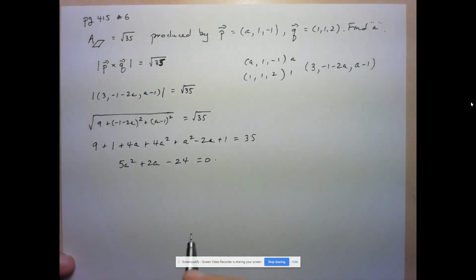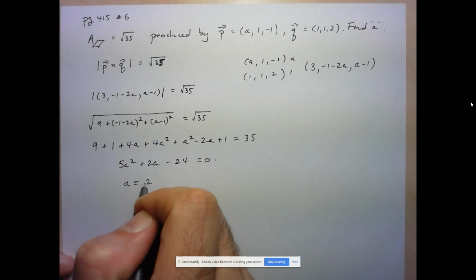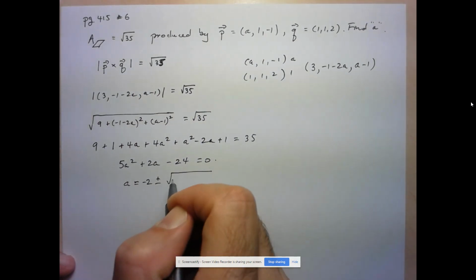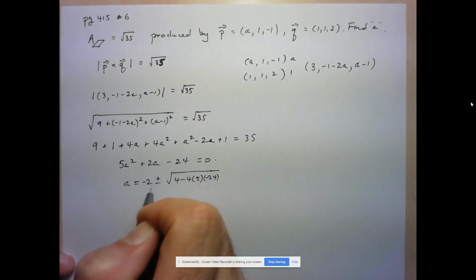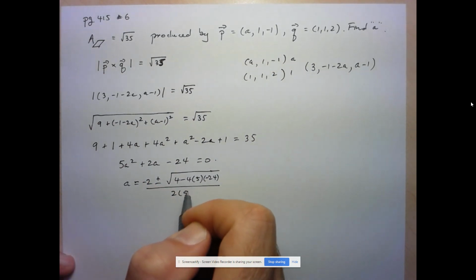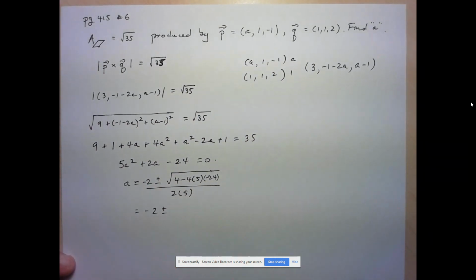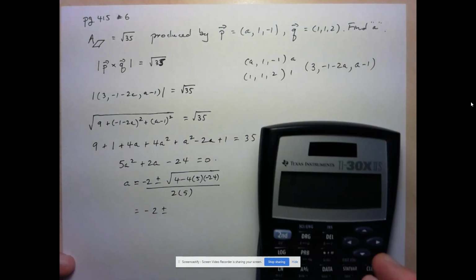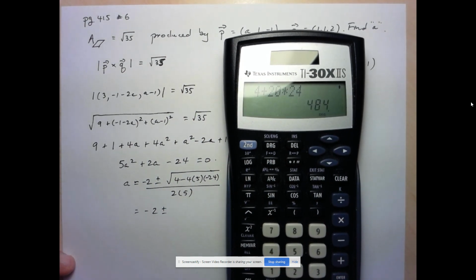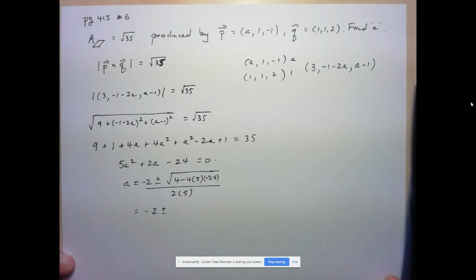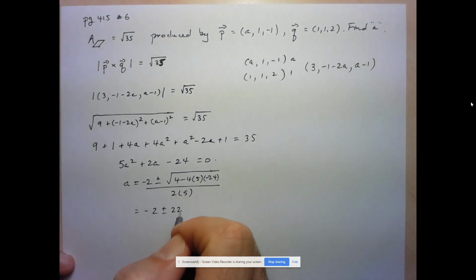Let's solve this. A is equal to -2 plus or minus the square root of 2 squared, which is 4, minus 4 times 5 times -24, all over 2 times 5. So -2 plus or minus... let's get our calculator out and see what this gives us. We've got 4, that becomes plus 4 times 5 is 20, times 24. That gives us 484, which I think is a perfect square. Exponent 0.5 for square root, and yeah, 22. So it's going to be -2 plus or minus 22 over 10.